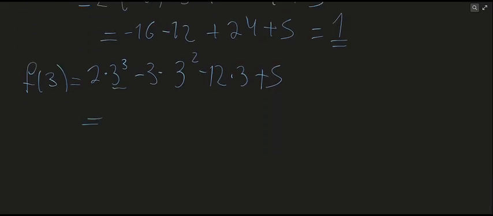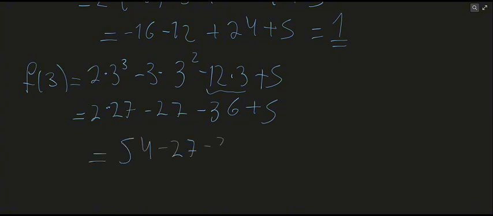3 cubed, this one is actually 27. It's 3 times 3, which is 9, multiplied by 3 yet again is 27. So that's 2 times 27. Minus 3 times 3 squared, this is 9, this is negative 3, so negative 3 times 9 is negative 27. Minus 12 times 3, that's negative 36, plus 5. Okay, so 27 times 2, that's 54, minus 27, minus 36, plus 5. Good, let's see what we get. 54 minus 27 is 27, minus 36, plus 5.